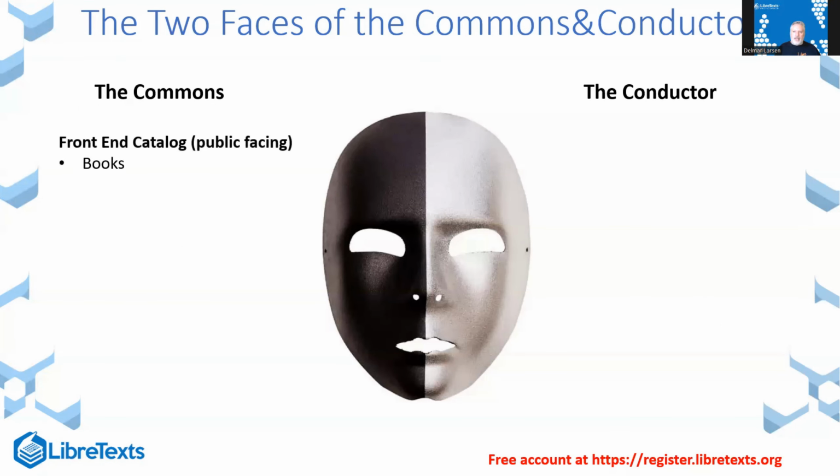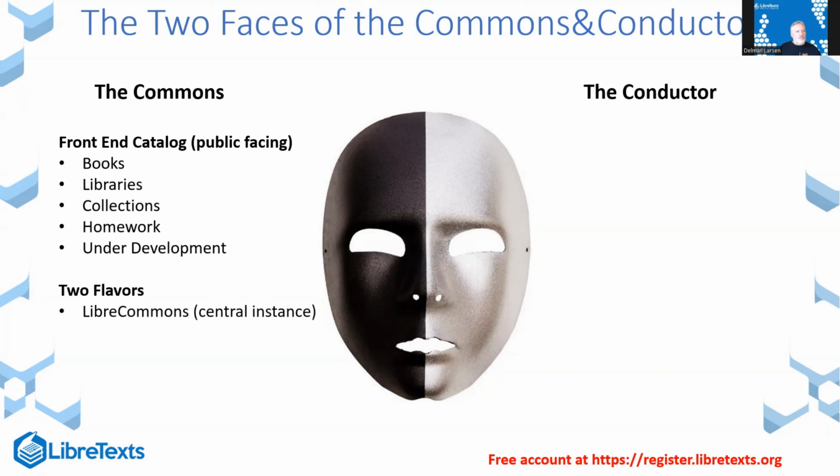The Commons, again, provides a cataloging system for finding books, finding libraries, collections, homework, assets, and identifying projects that are under development at your campus or at other campuses. That helps to facilitate moving forward with your project. We have two flavors. One is our Central Commons, which we used to call the Libre Commons. That right there you can access at commons.libretexts.org.